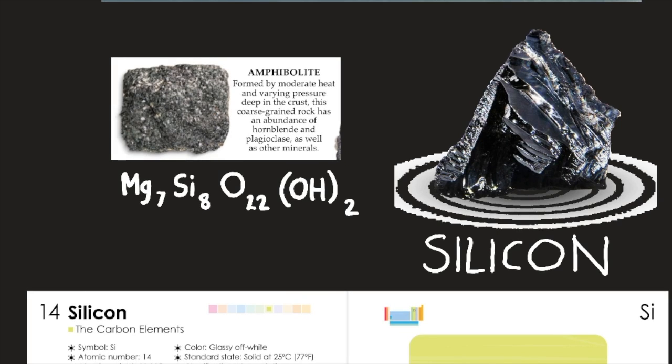Here is a sample of amphibolite. Amphibolite is formed by moderate heat and varying pressure deep in the crust. This coarse-grained rock has an abundance of hornblende and plagioclase, as well as other minerals. So the minerals that are found in amphibolite are magnesium, silicon, oxygen, and hydrogen. In another video, we previously talked about oxygen and hydrogen. We're currently talking about the element silicon, and in a future video, we'll talk about the element magnesium. The elements found in amphibolite are found in the ratios of 7 parts magnesium, 8 parts silicon, 22 parts oxygen, and 2 parts hydroxide, which consists of a repetitive oxygen.